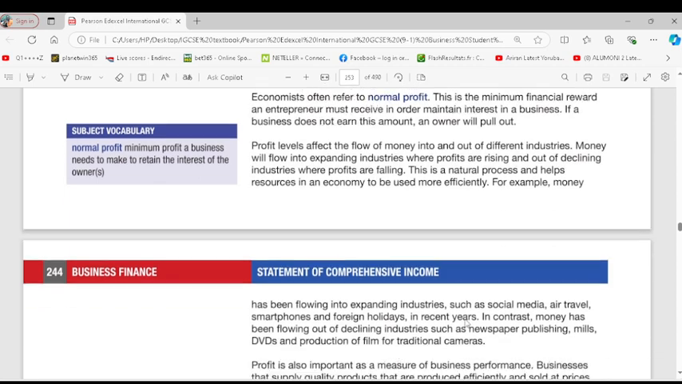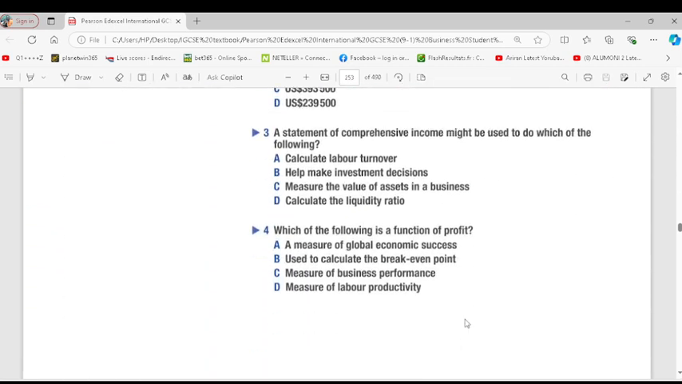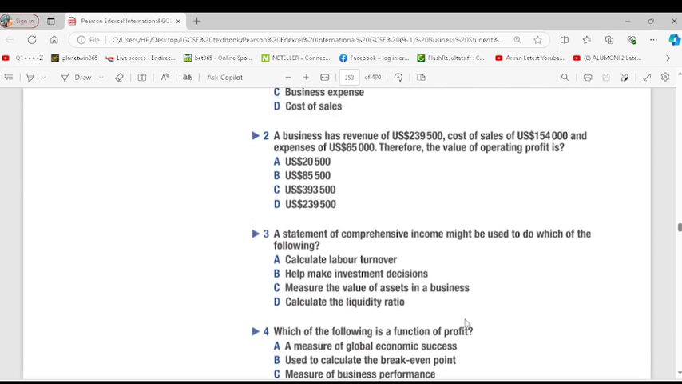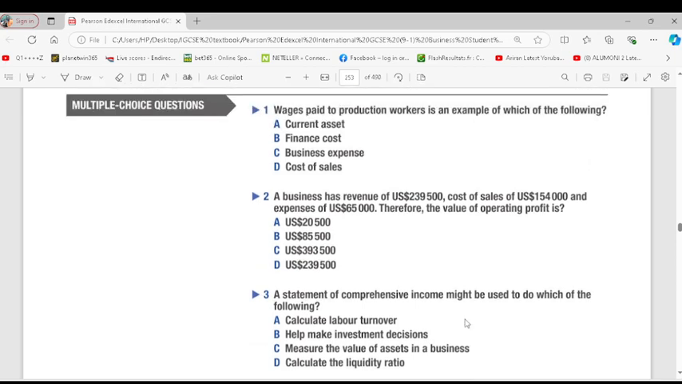Is it clear? Any question about that? No. So that ends chapter 29, profit. Then we have the multiple choice questions now. MCQs for chapter 29, statement of comprehensive income.